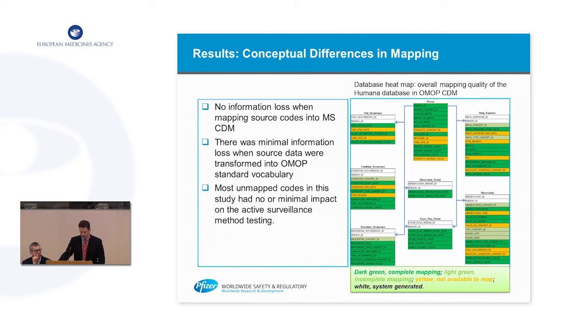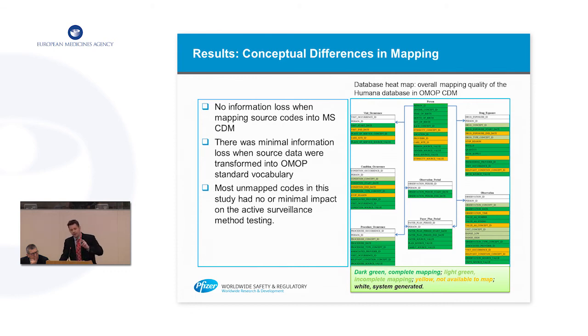But basically, there was no information loss from the Mini Sentinel Common Data Model perspective, in that we could get it all in. What was supposed to be in the Mini Sentinel Common Data Model, we could get all the Humana data in. There was some loss from an OMOP perspective, but it was relatively minimal. And we felt that most unmapped codes had minimal impact on our results, at least for this limited test.